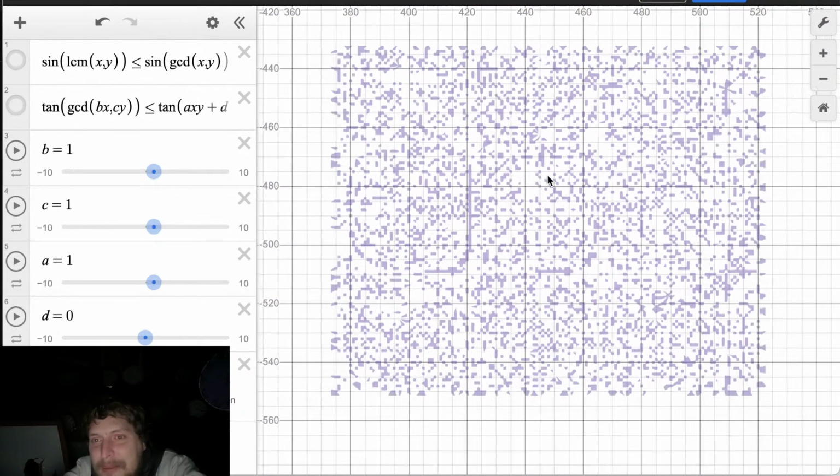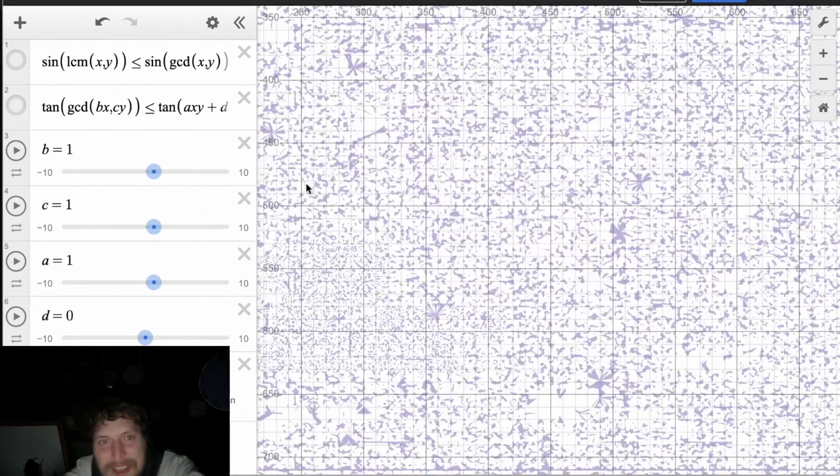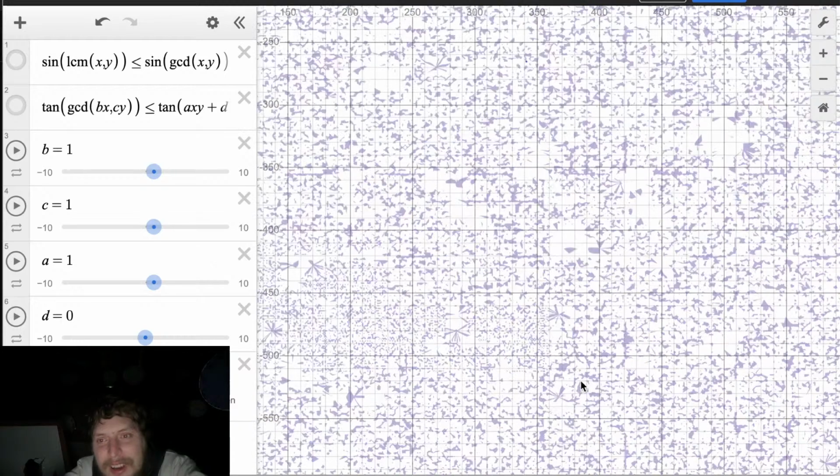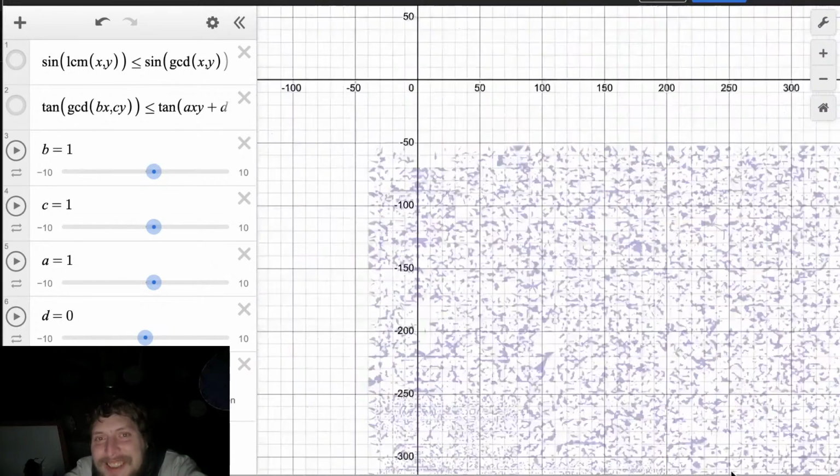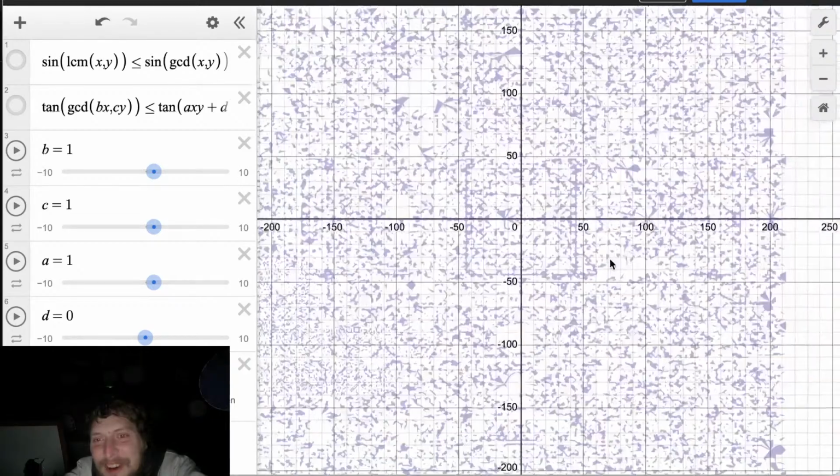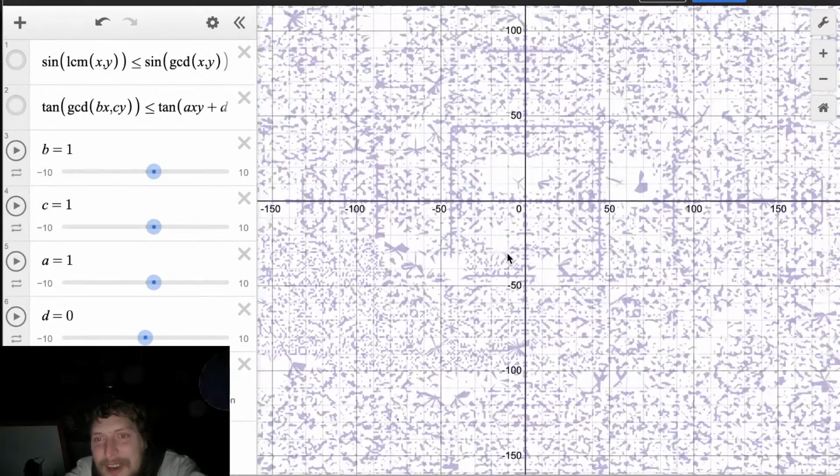And I want to zoom out, but you can't really see at a certain scale what's going on. Uh-oh, I've lost where I am. I'm lost in the wilderness. Always bring a map. Okay.